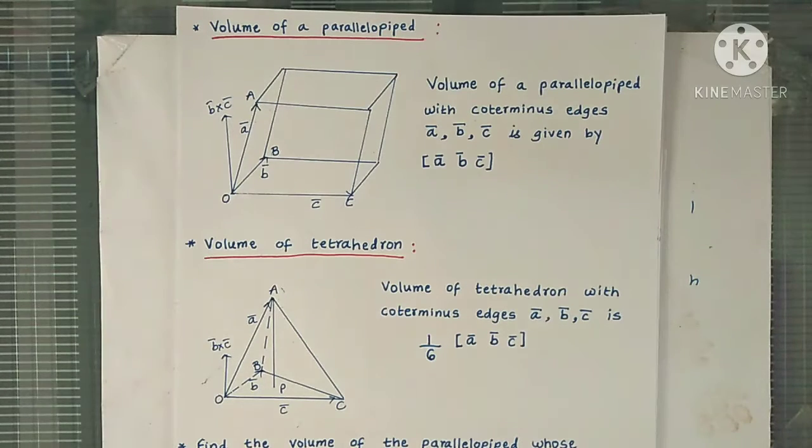Students, in this video we are going to learn one application of scalar triple product: volume of a parallelepiped. Volume of a parallelepiped with coterminous edges a bar, b bar, c bar is given by the scalar triple product [a bar, b bar, c bar]. The proof is omitted this year, so we are not going to study the proof, but we are going to solve examples based on this application.